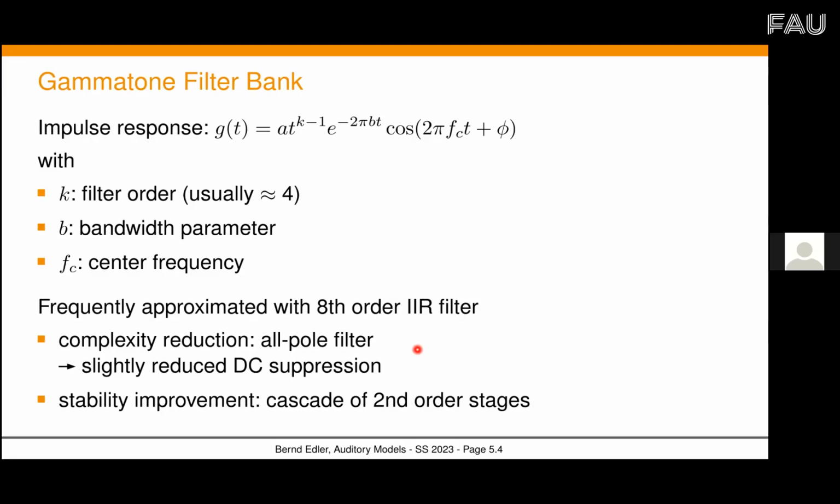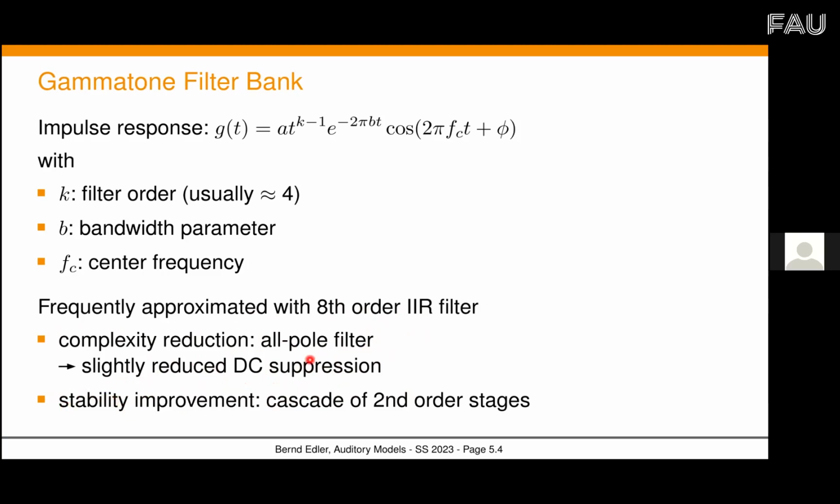Did you have all the classes on digital signal processing? Yeah, so that should be quite clear then. So some people use so-called all-pole filters. That means the numerator of that transfer function would be just constant, and then you would get a somewhat simpler implementation, or you could have some other advantages of that. And this has then a slightly reduced DC suppression, and we will see examples now. So this term all-pole gamma tone filters will come sometimes, and the other things I will explain.